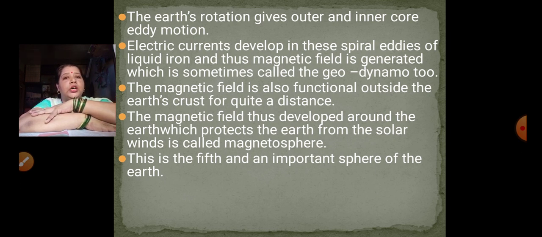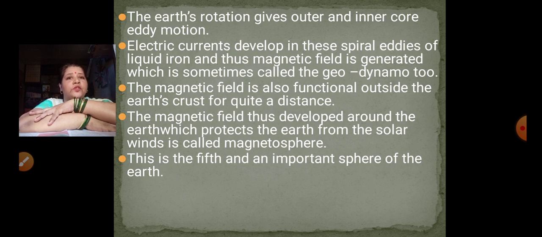Now, as you all know, the Earth rotates. Because of the Earth's rotation, what happens? The outer and the inner core have an eddy motion. What is the meaning of eddy motion? Circular motion, round and round. What happens because of the eddy motion? Electric currents develop in these spiral eddies. Because of the outer and inner core having an eddy motion, electric currents are developed in the liquid iron, and thus a magnetic field is generated.